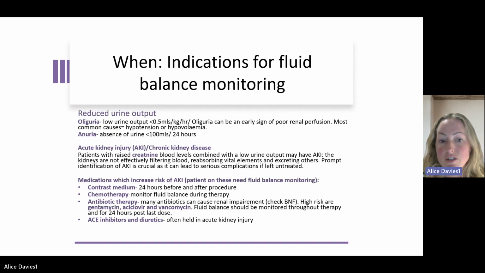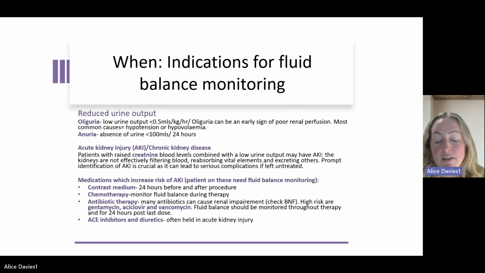Then thinking about our reduced urine output, has she got oliguria? So a low urine output would be less than 0.5 mils per kilo per hour. And this can be an early sign of poor renal perfusion. So most common causes would be hypotension or hypovolemia. Anuria, so that's the absence of urine. Again, it's really important to flag this early.